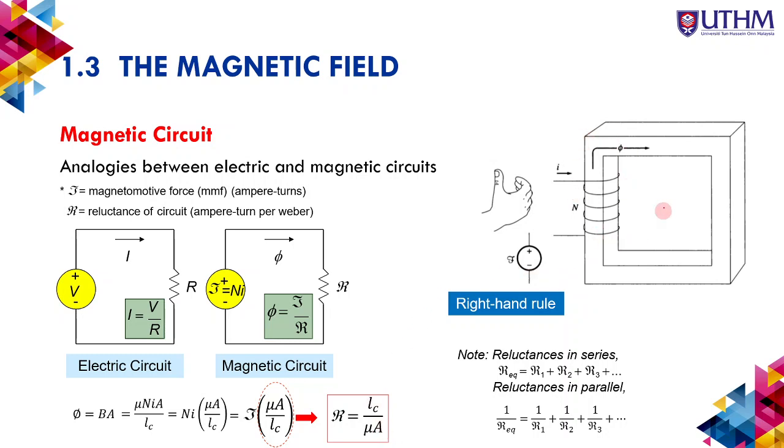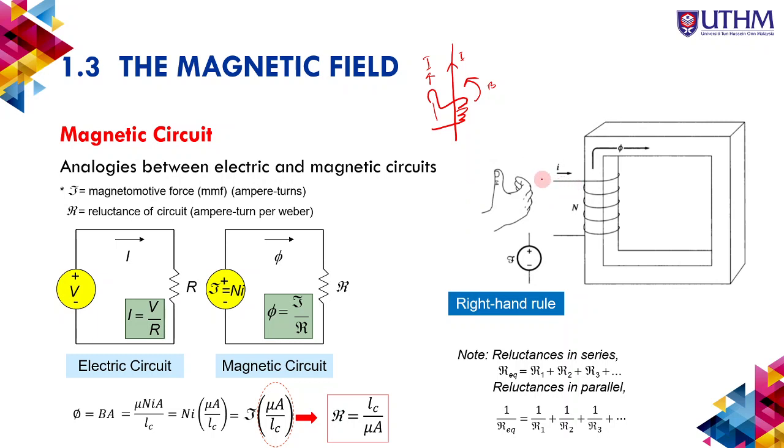So from here, just now we see the current flow, and when there is a current flow I, the magnetic field direction is like this, right hand rule, right? In the right hand rule, I'm not good at drawing this. Okay, so this is I, and the flux will be like this. This is the magnetic field intensity.